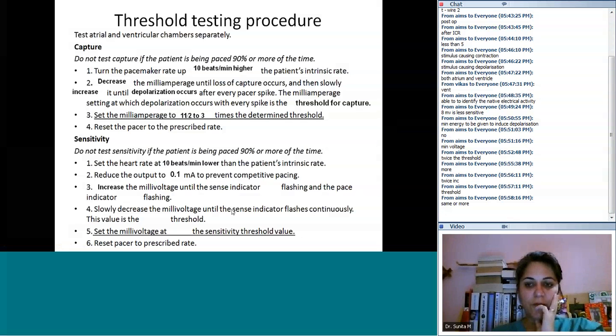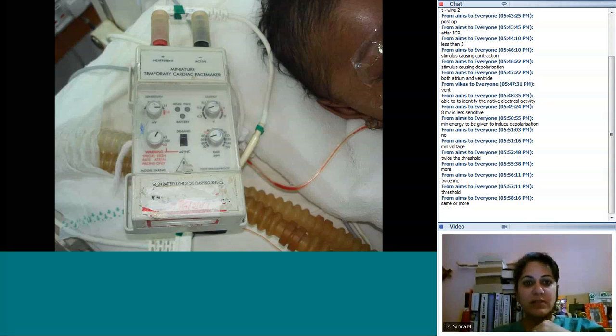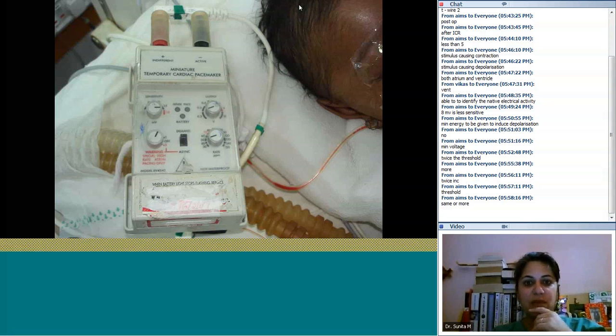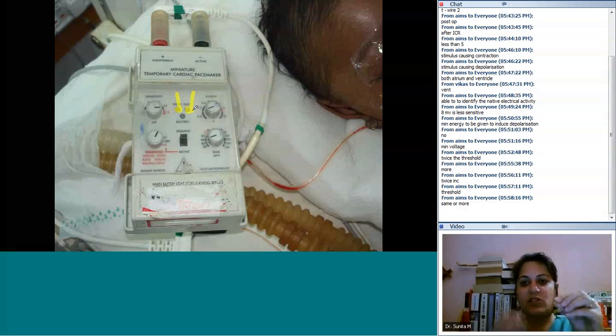So what do you do? You keep increasing from 2 to 3 to 4 till the sense indicator stops flashing. That means, on that pacemaker, let's just quickly go back. You see here, sense. Do you all have the same pacemaker? You see this. This is sense. This is pace. You go tomorrow morning and look at your pacemaker. When the pacemaker is sensing, it will keep blinking on that sense. When it's pacing, it will keep blinking on the pace, right?